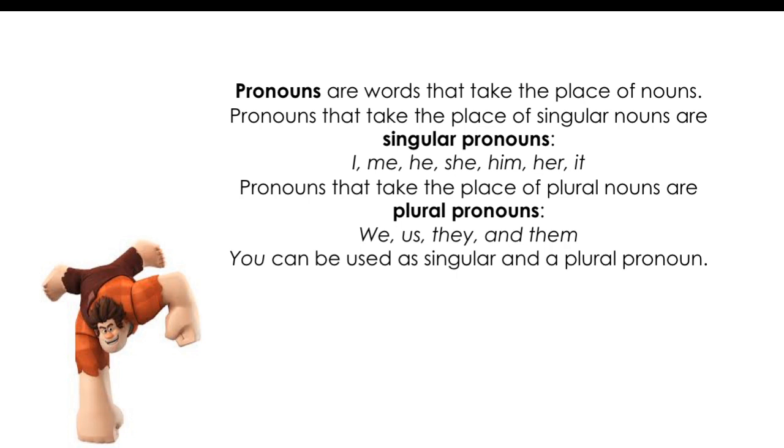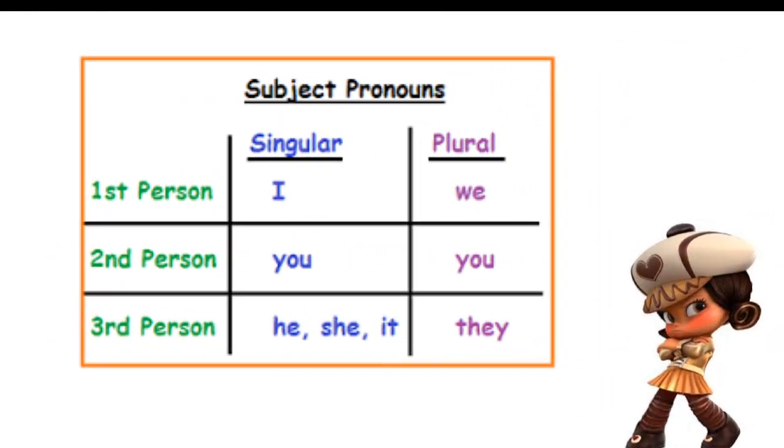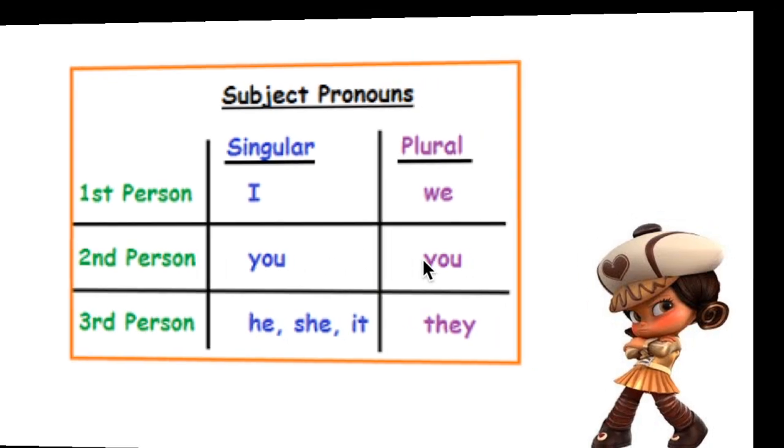So you have to read the sentence and see what is the subject of the sentence. If the subject of the sentence is singular, then you will be a singular pronoun. And if the subject of the sentence is plural, then you will be a plural pronoun. Here are the singular pronouns: I, you, he, she, it, and plural pronouns: we, you, and they. As you can see, you can be both singular and plural.